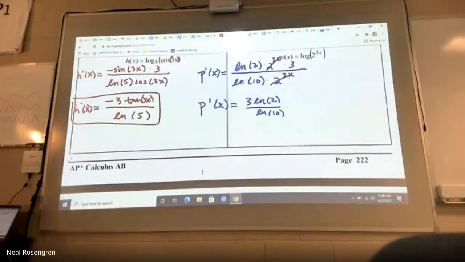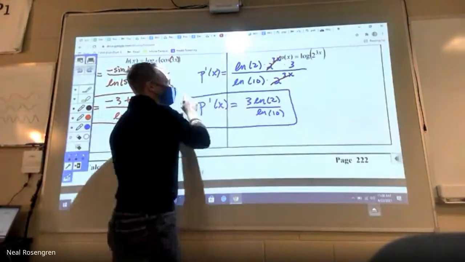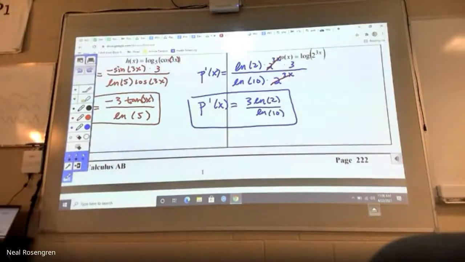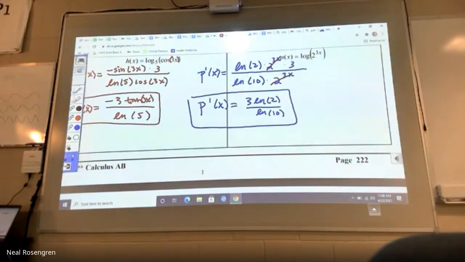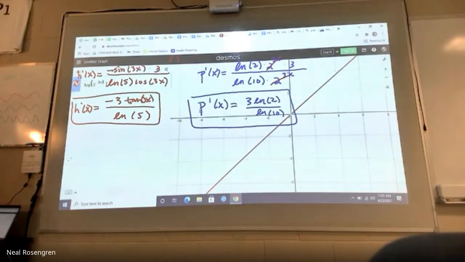Okay? But let me ask you this. If your derivative is a constant, whatever that number is, what is the shape of your original function? What do you think? If your derivative is constant, what's that? Straight line. Log of 2 to the 3x is a straight line, with the slope being that 3 ln of 2 over ln of 2. It's because the log and the exponential kind of cancel.